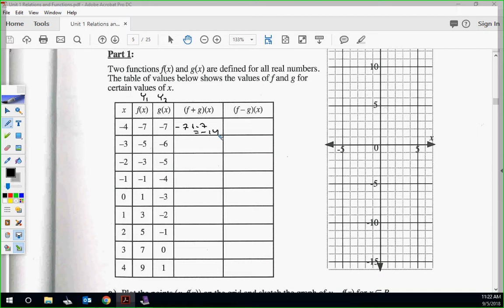Okay, what's f minus g going to be? What's -7 minus a -7? 0. Okay, and just go ahead and fill that out yourself. You guys can do that. Okay, -5 plus -6. Okay, 1.